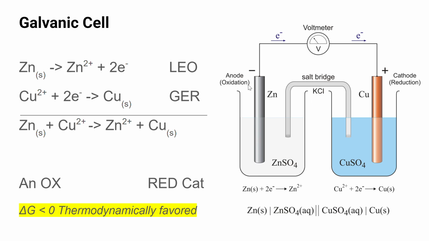Because as we lose zinc, we're going to get Zn2+, Zn2+, Zn2+. There's going to be a positive charge building up on this side of the battery. We have a salt bridge so that the negative anions, these Cl-, can fly over and help balance this out so that it will stay thermodynamically favored.